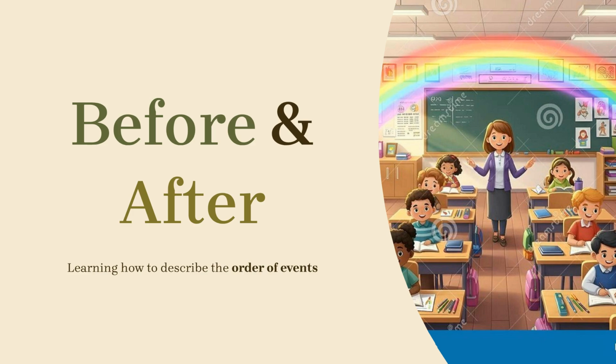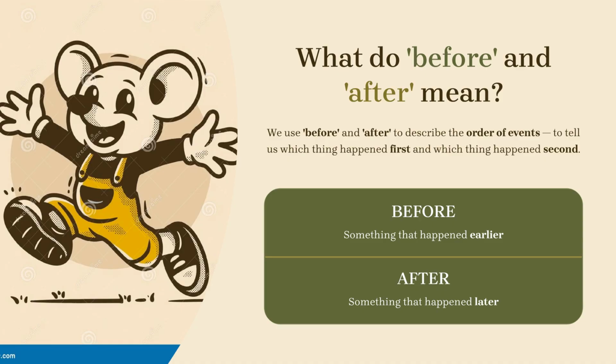Welcome back, everyone. Today, we are going to talk about before and after, and we will learn how to describe the order of events. What do before and after mean? We use before and after to describe the order of events, to tell us which thing happened first and which thing happened second. Before means something that happened earlier, while after means something that happened later.